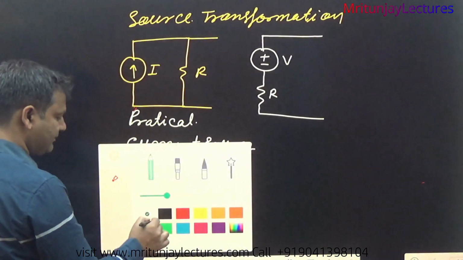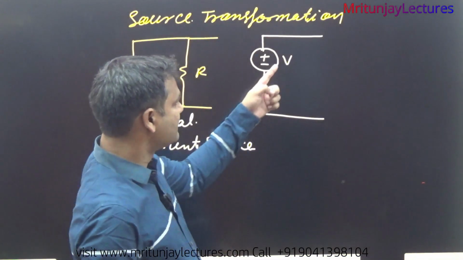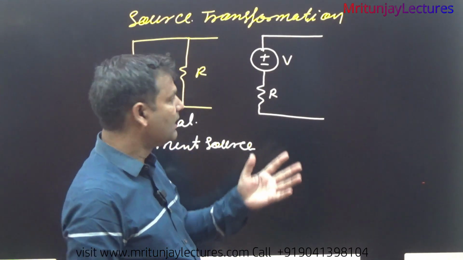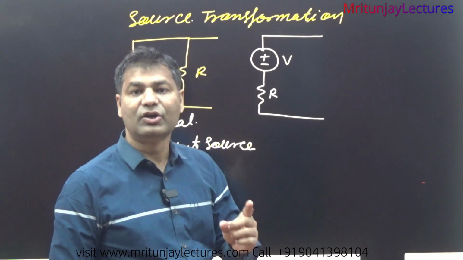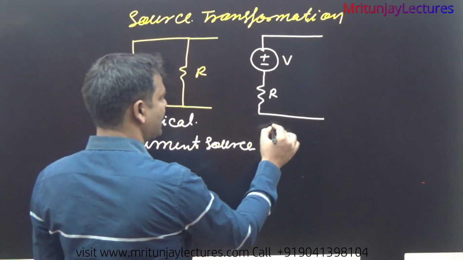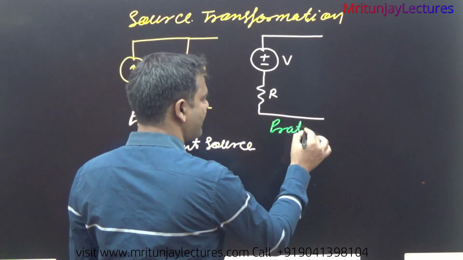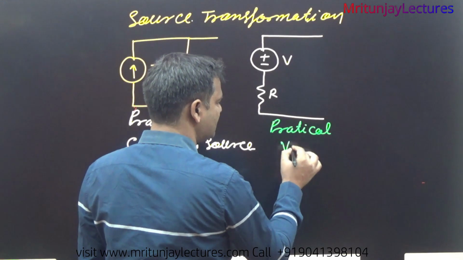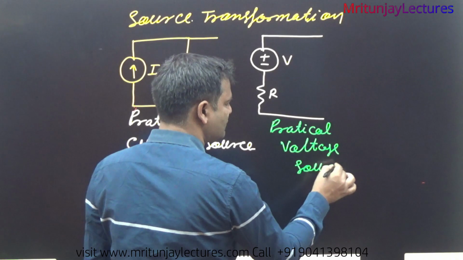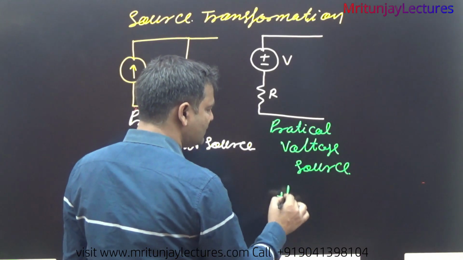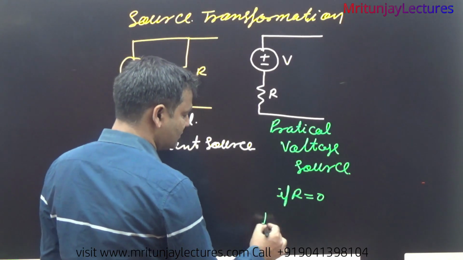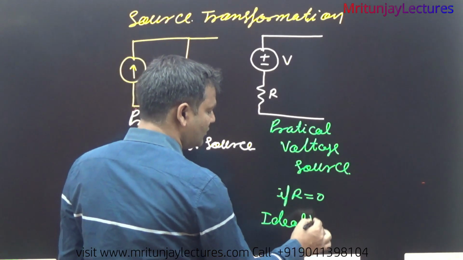And if a voltage source is connected in series with a resistance R, whatever the resistance is, connected like that, that is called a practical voltage source. If R is 0, in that case it is called an ideal voltage source.